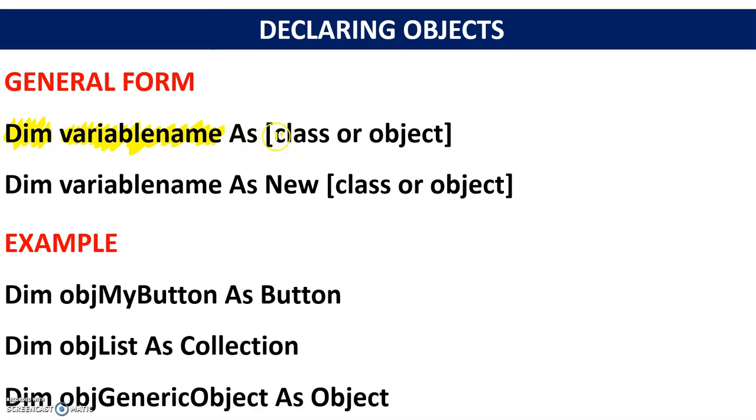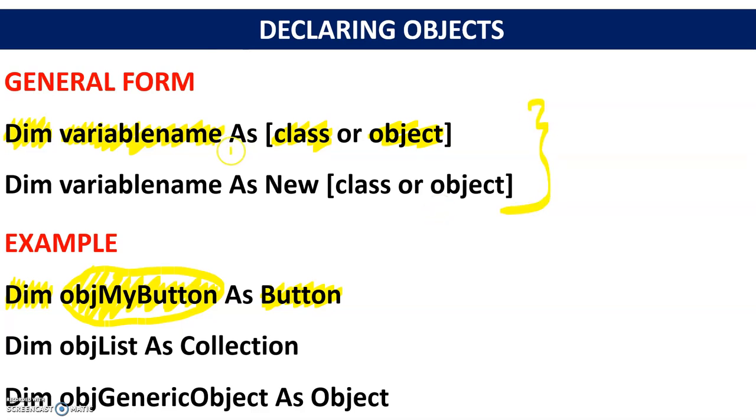As this can be your class or this can be your object. So this is the way, like here we have an example like Dim, and I have given the variable name objMyButton. This is my variable name, but this variable should contain the button, any command button. So I can use this variable as a button. So this is my object, right? It means that if I want to use the properties or methods, I can use them with this variable name.